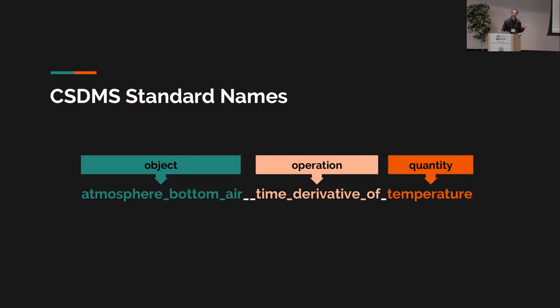Now, model developers don't need to use this inside their models. That would be awful. I could still use D capital T underscore DT to represent this variable in my model, but in the BMI that I write, I would use these to unambiguously communicate what variable I want to exchange. And then the idea is in the BMI, you'd have some dictionary mapping between your internal variables in your model and the variables that are exposed to the wider public through the BMI. All right, so that's the idea of CSDMS standard names.